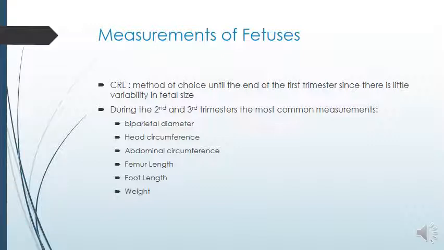During the second and the third trimesters, the most common measurements are the biparietal diameter, which is the diameter of the head between the two parietal eminences, the head circumference, the abdominal circumference, the femur length, the foot length, and also weight. Now, weight is often quite useful for estimating age, but there can be a discrepancy between the age and the weight, particularly when the mother has a metabolic disease such as diabetes during pregnancy. When this happens, the weight often exceeds the values considered normal for the corresponding CRL.